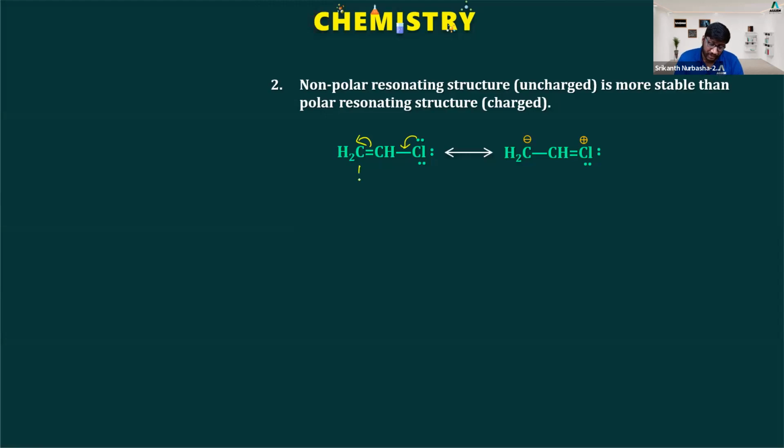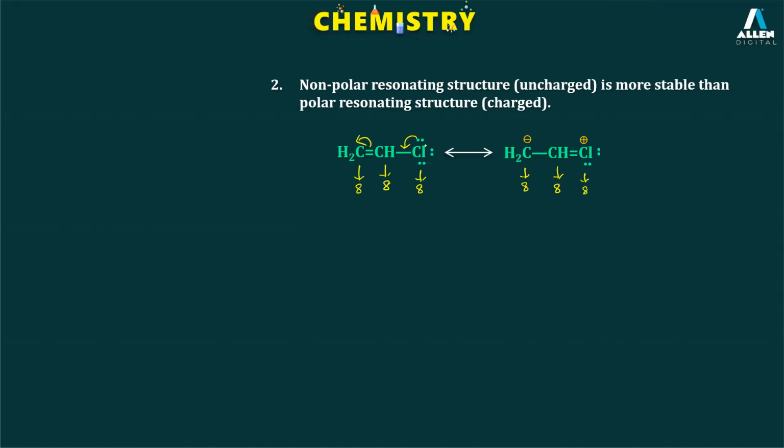Look at this atom. Carbon involved in 4 bonds, 8 electrons. This carbon already involved in 4 bonds, 8 electrons. Chlorine 1, 2, 3, and 4, that is again 8 electrons. 3 lone pairs, 1 bond pair. Here this carbon has CH2 minus, 3 bonds and a negative charge, 8 electrons. This carbon 4 bonds, 8 electrons. This chlorine 2 bonds, 2 lone pairs, 8 electrons. So every atom has an octet now. In the two resonating structures, every atom has octet electronic configuration, but the only difference is charge.